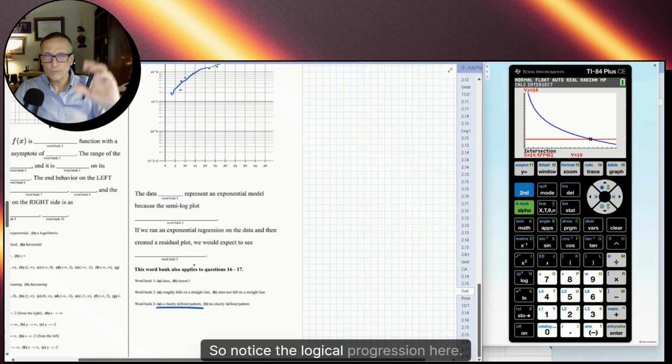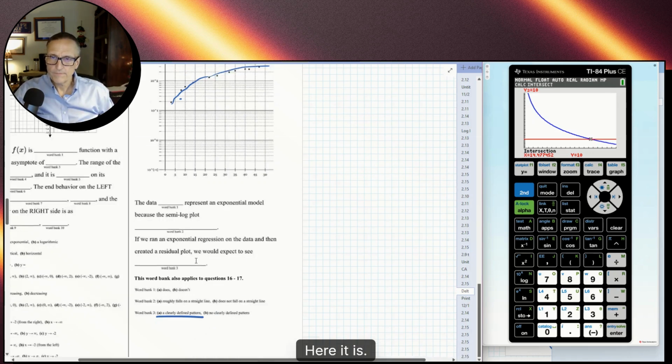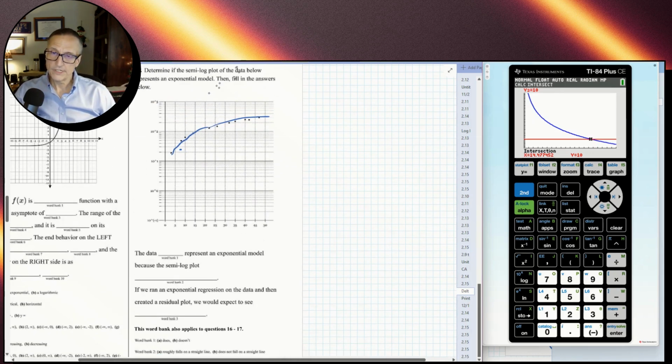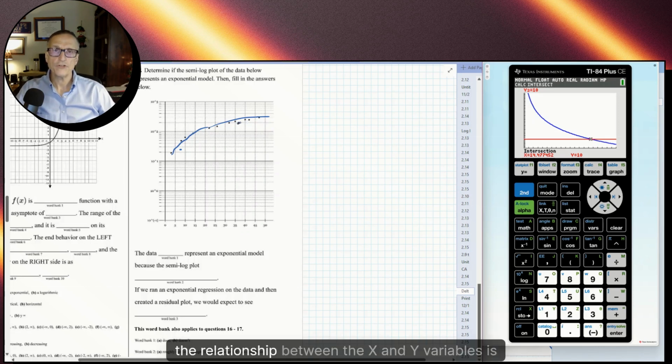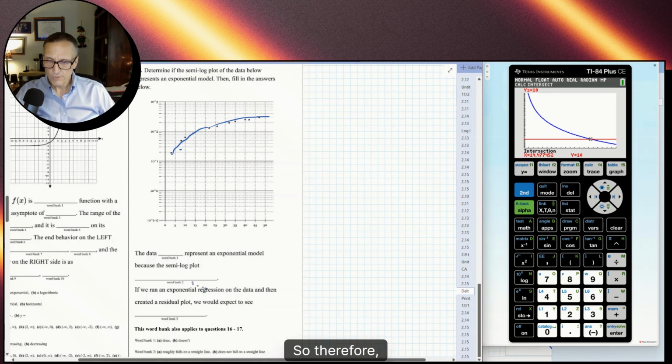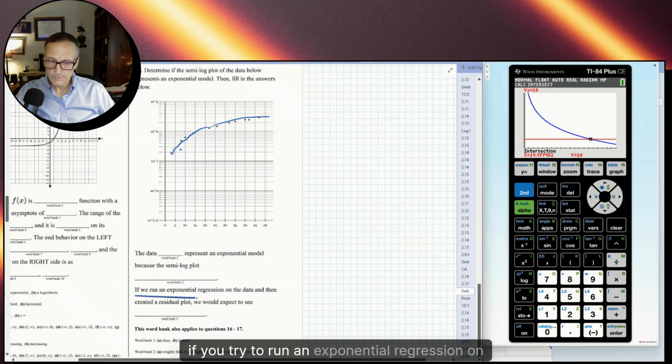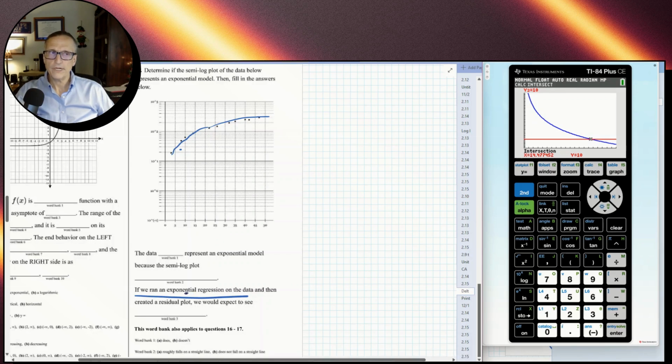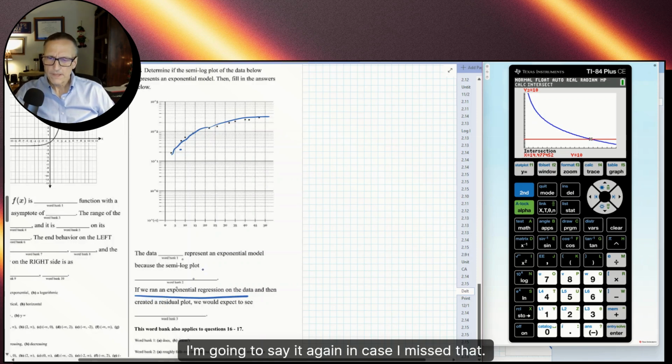So notice the logical progression here. This is nonlinear. Therefore, the relationship between the x and y variables is not exponential. So if you try to run an exponential regression on data that is not exponential, your residual plot will not be a good one, meaning you will see a pattern in the residual. I hope I said that right. I'm going to say it again in case I missed that.